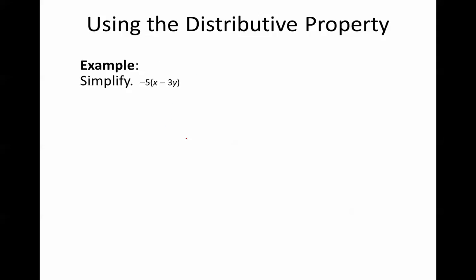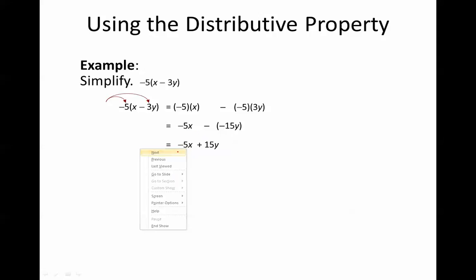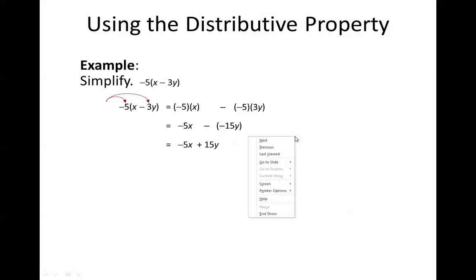So for example, if you're simplifying negative 5 times (x minus 3y), you're just going to multiply negative 5 times x, and then you're going to multiply negative 5 times 3y. So you'll get negative 5x minus negative 15y. And you can always change this minus and negative to a plus, so it's just negative 5x plus 15y.